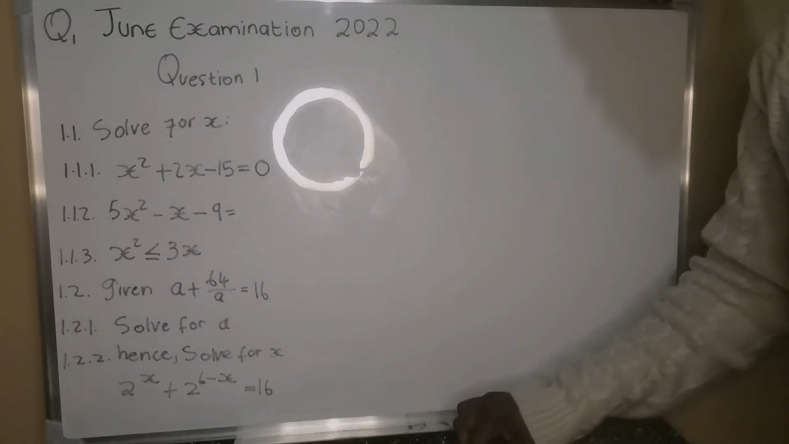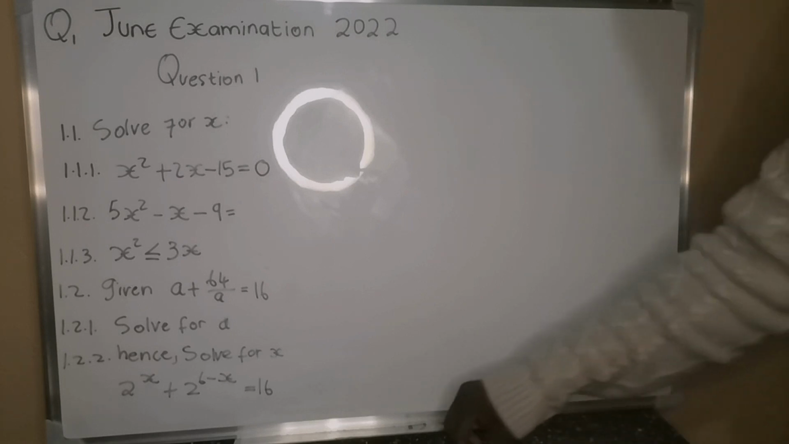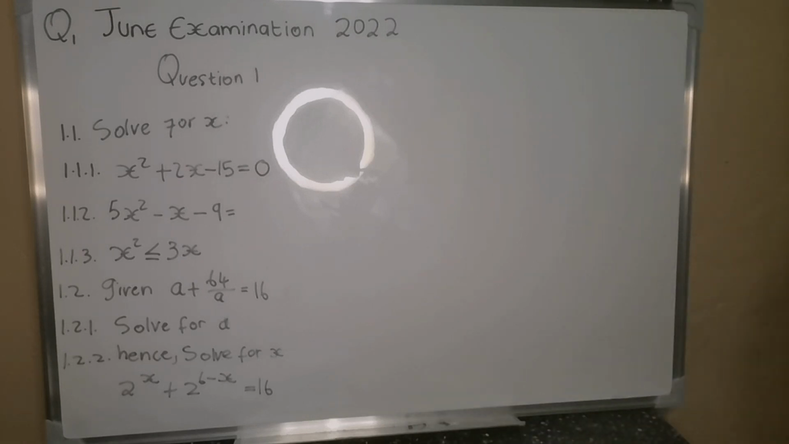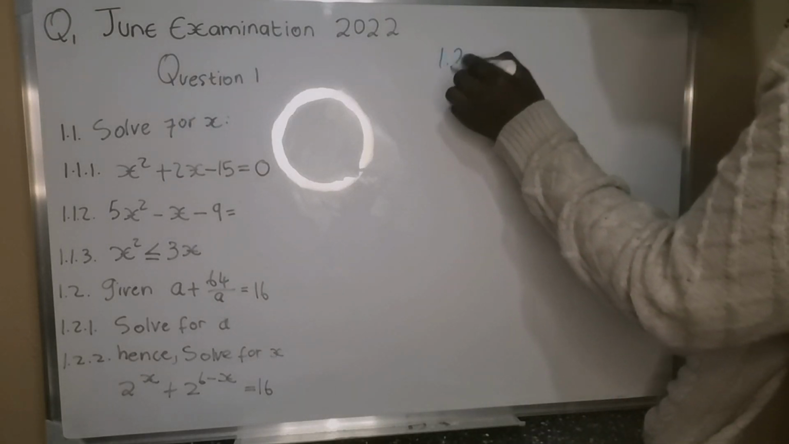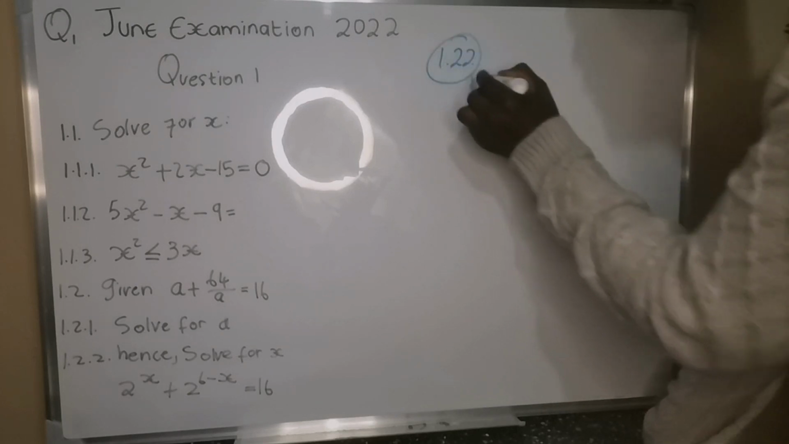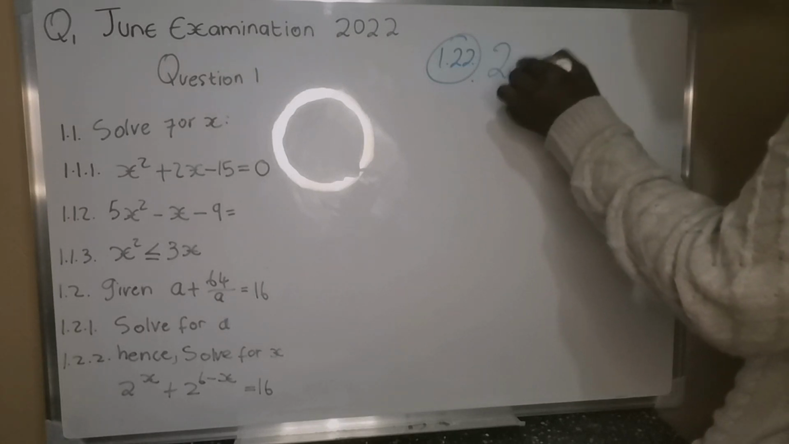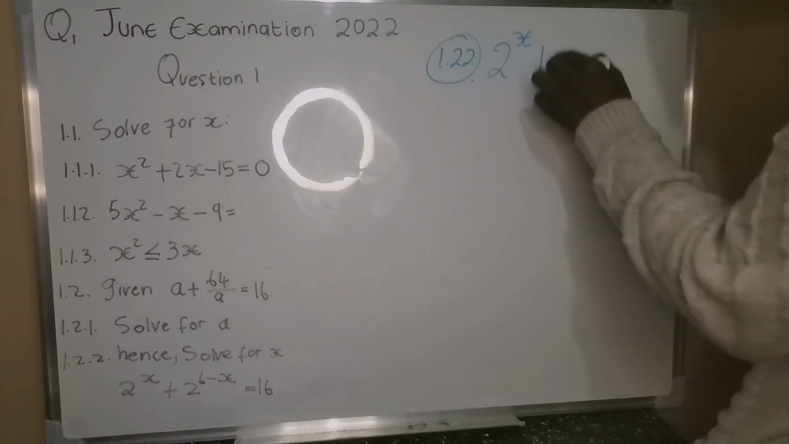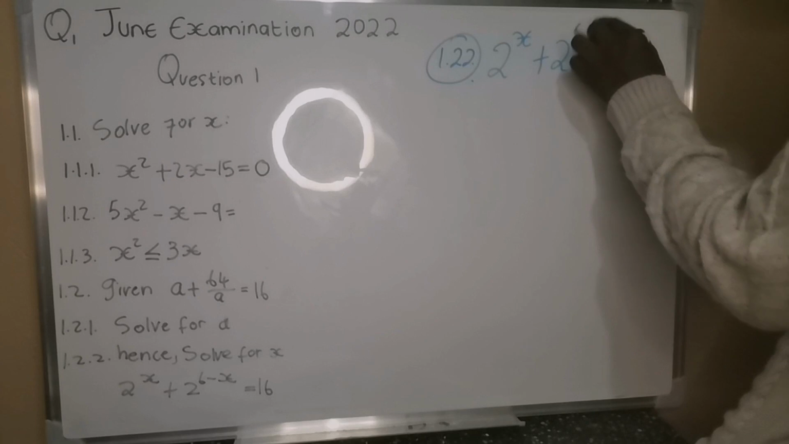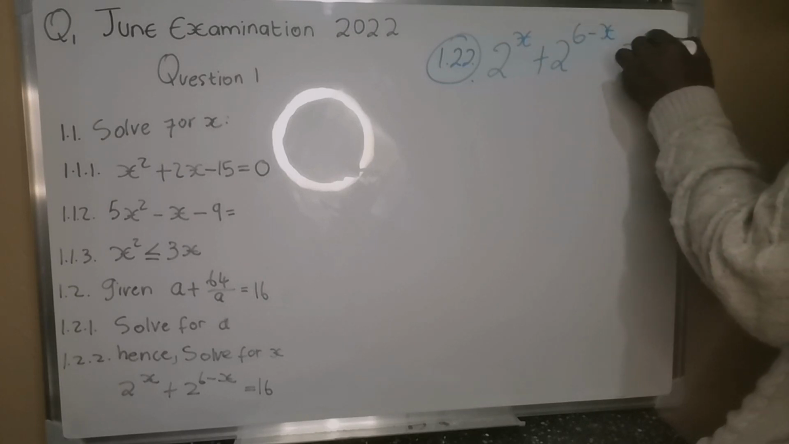It's so simple. 1.2.2. They're saying, hence solve for x: 2 to the power x plus 2 to the power 6 minus x equal to 16.